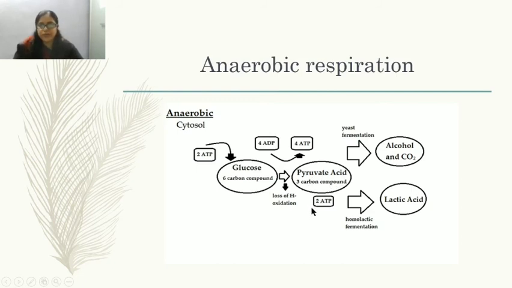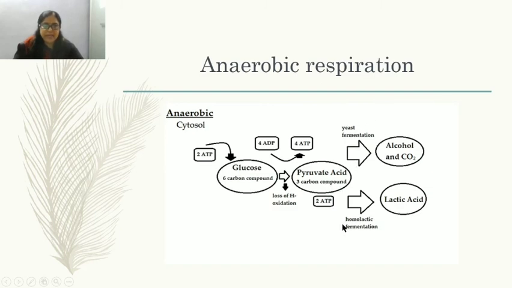A little amount of ATP is produced. Now the next step: this pyruvate can form either alcohol or lactic acid. When it forms alcohol, it also releases carbon dioxide. This is known as fermentation taking place in yeast. So it is yeast fermentation.